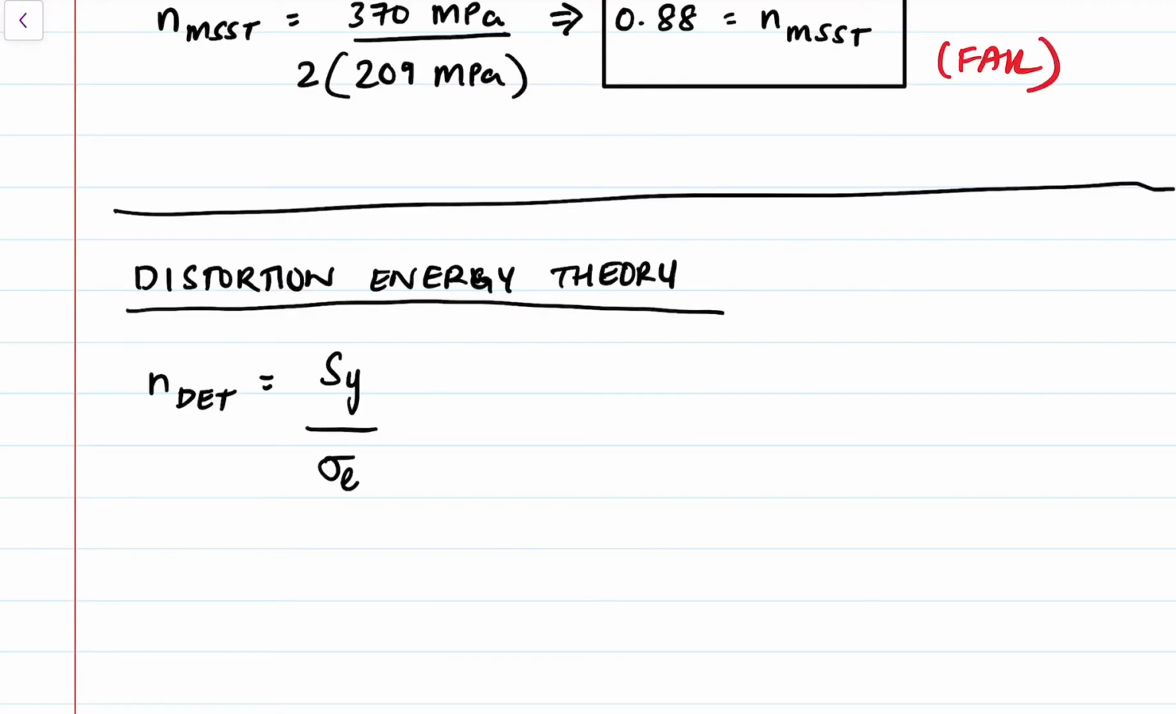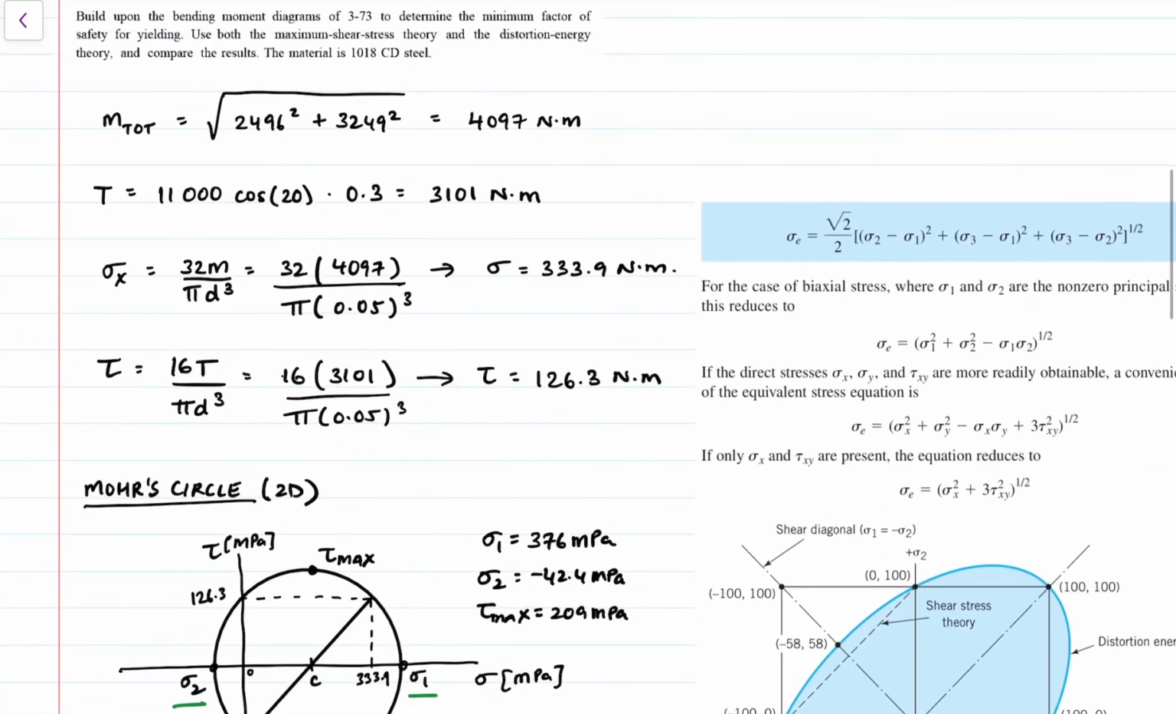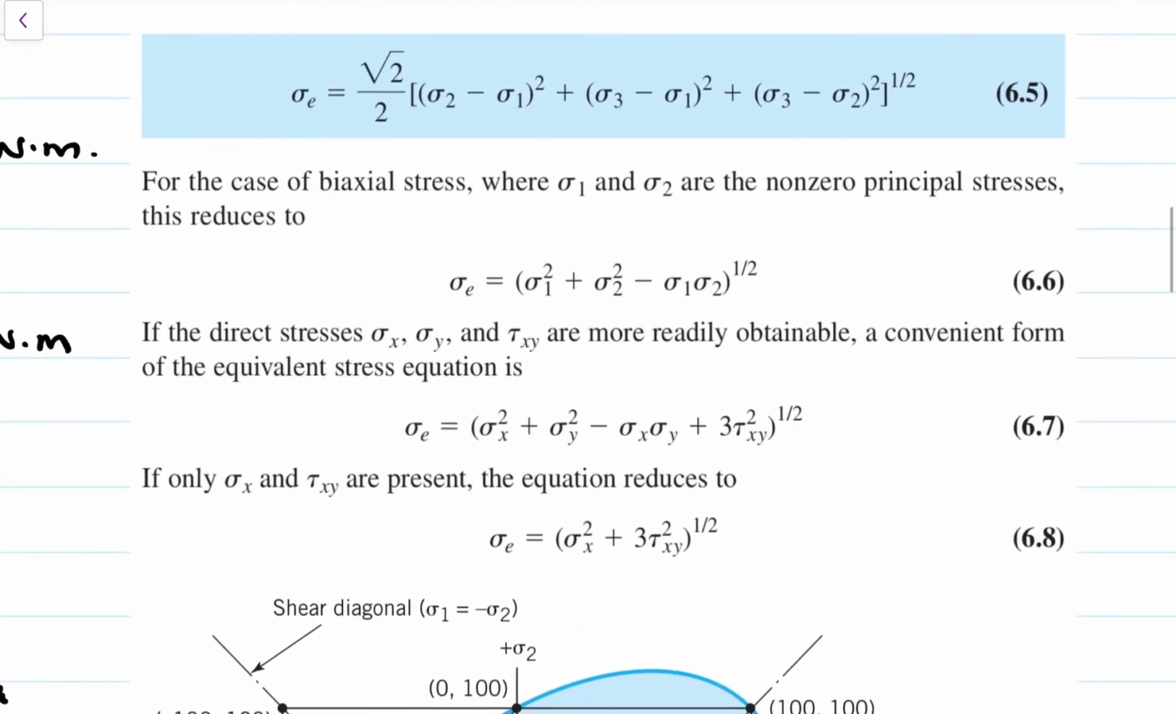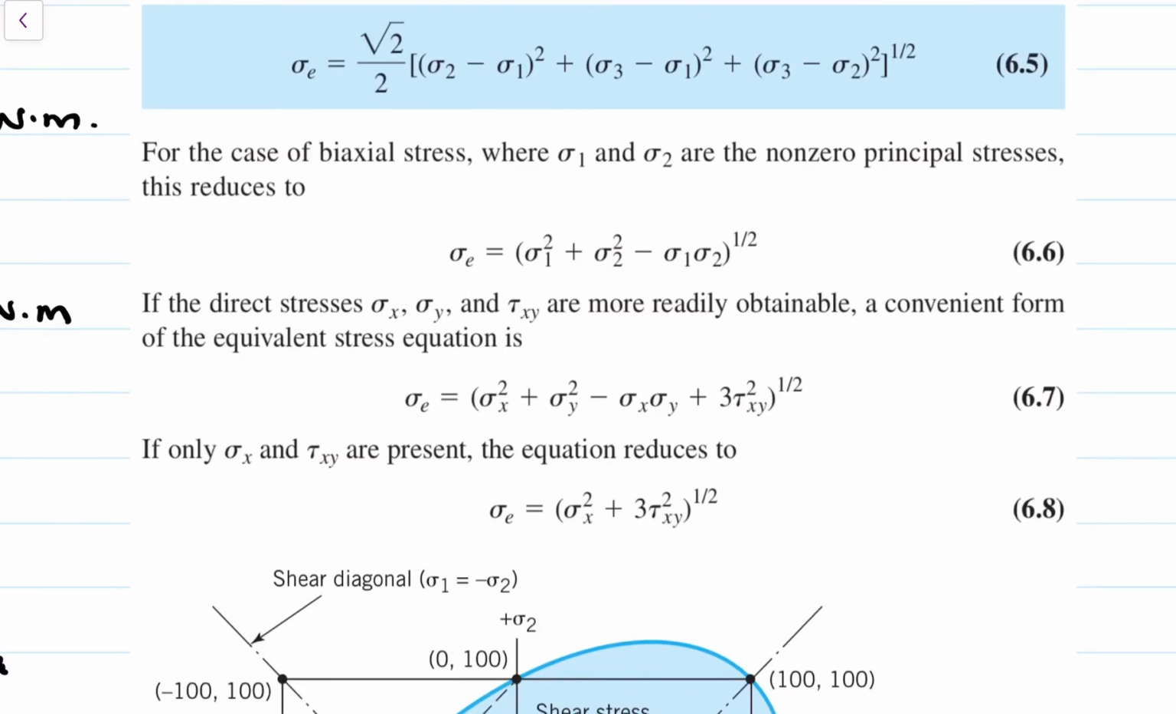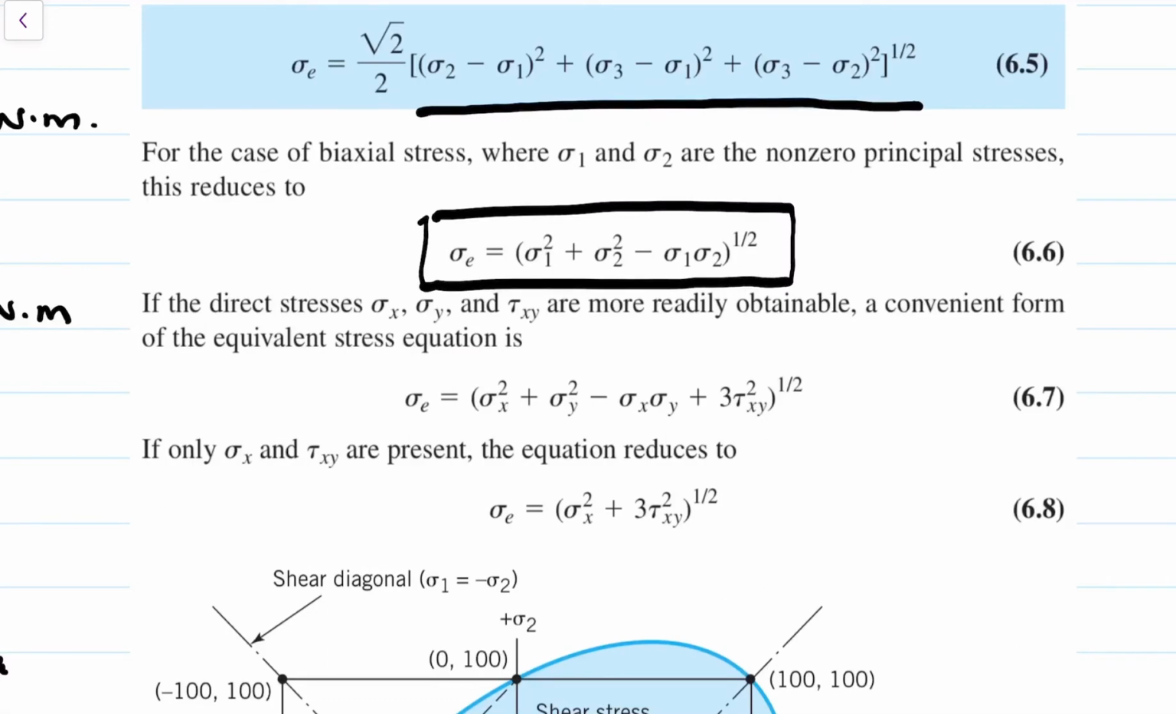Okay, and what exactly is sigma E? Now, Sy is something you already picked up from the back of the textbook. What about sigma E? Sigma E is an equivalent stress that you need to compute, and it has many different forms. Now, in the event where you have three non-zero principal stresses, we won't cover that in this class, but then you can use this equation. In our case, we know the 2 important principal stresses, right, because it's a biaxial stress. You can use this equation, and this is the equation we will use.